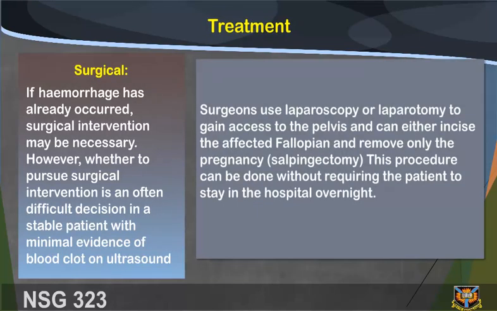2. Surgical. If hemorrhage has already occurred, surgical intervention may be necessary. However, whether to pursue surgical intervention is often a difficult decision in a stable patient with minimal evidence of blood clot on ultrasound. Surgeons use laparoscopy or laparotomy to gain access to the pelvis and can either incise the affected fallopian tube and remove only the pregnancy, or perform a salpingectomy. This procedure can be done without requiring the patient to stay in the hospital overnight.